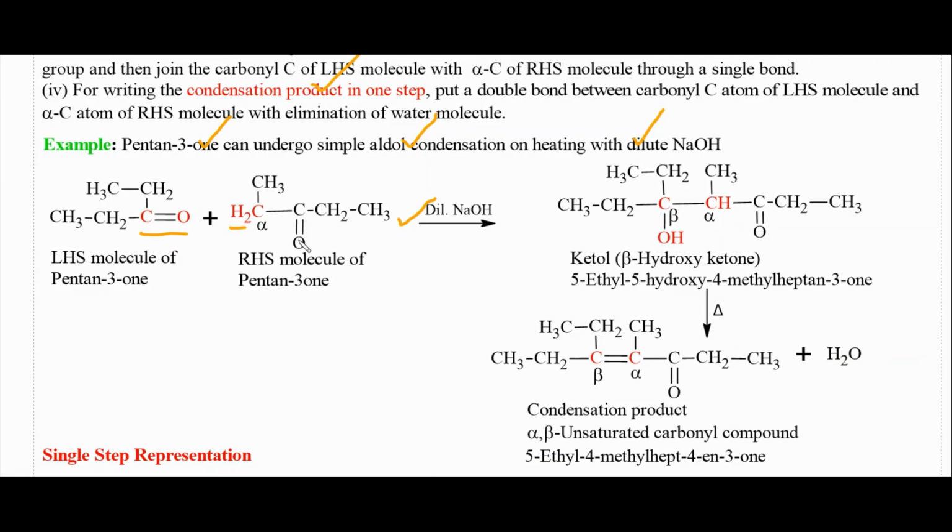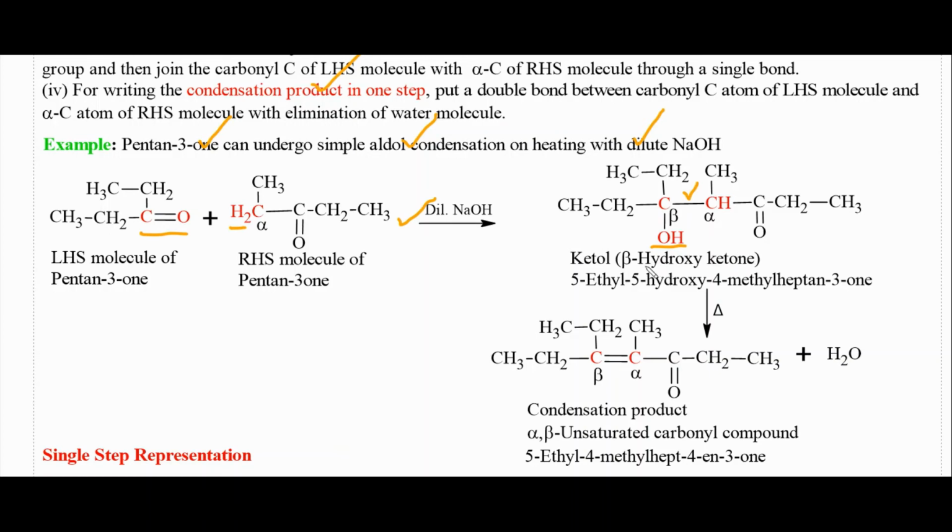This is the trick. Then, how will you write the first step product, that is ketol formation? The oxygen atom of the LHS molecule combines with the alpha hydrogen atom of the RHS molecule to form an OH group. Then the carbonyl carbon of the LHS molecule is joined to the alpha carbon atom of the RHS molecule through a single bond. It results in the formation of a ketol or beta hydroxy ketone.